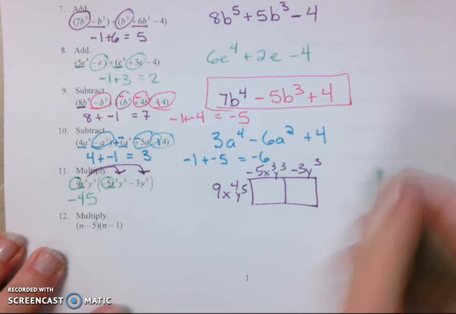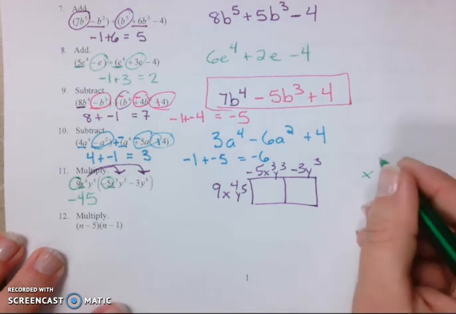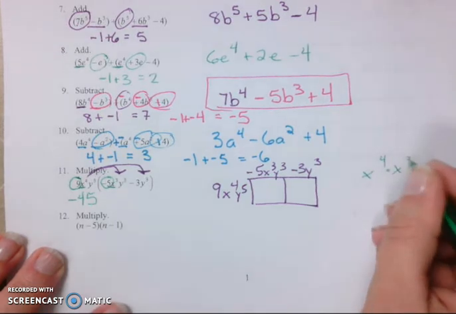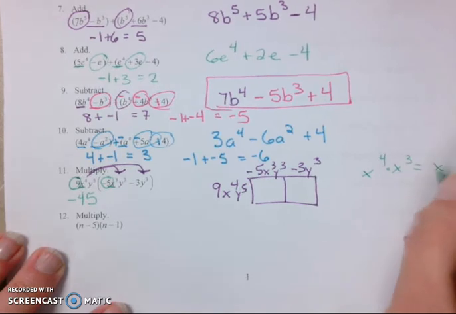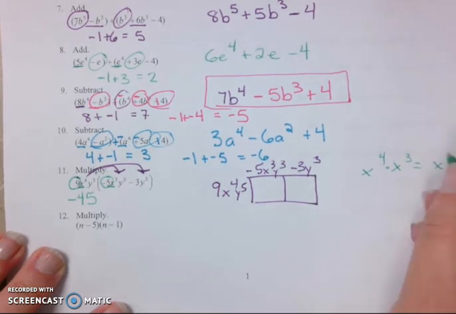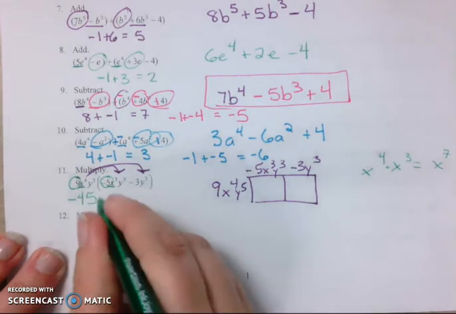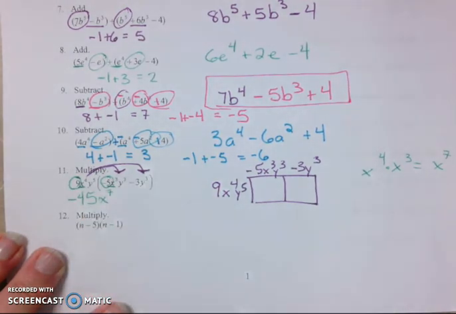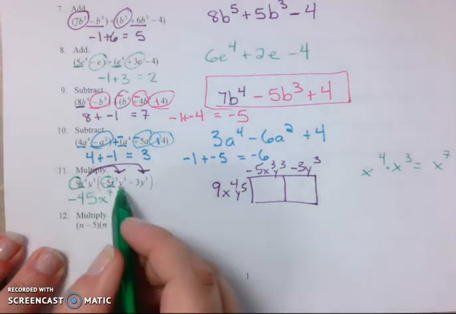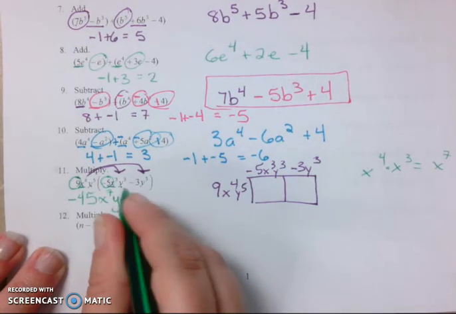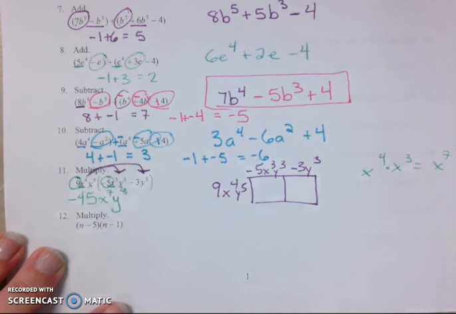Remember when we multiplied before, we had x to the fourth times x to the third, and we learned that you add the exponents. I have 4 here and 3 here, so now there's 7. So x to the fourth times x to the third, add the exponents. y to the fifth times y to the third, add the exponents. Okay, so I multiplied the first term.